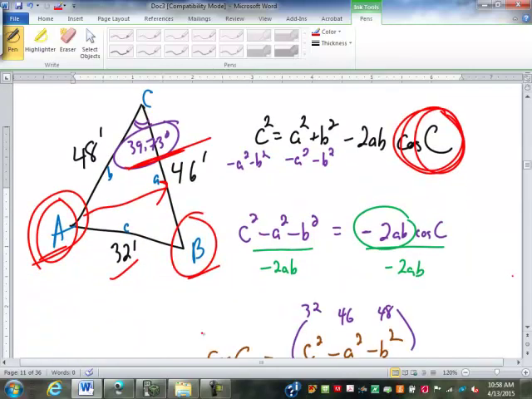Then it's law of sines. It's just 32 over sine of 39.73 equals 46 over sine of A. Remember, always use the smaller of the remaining sides first.